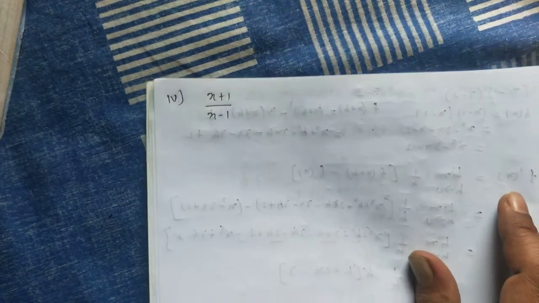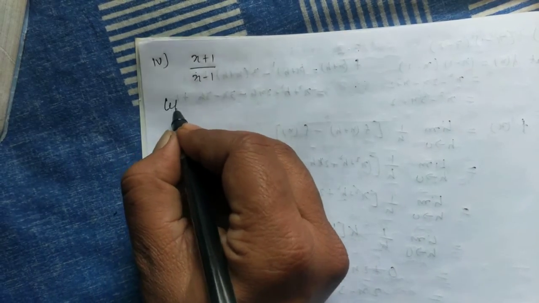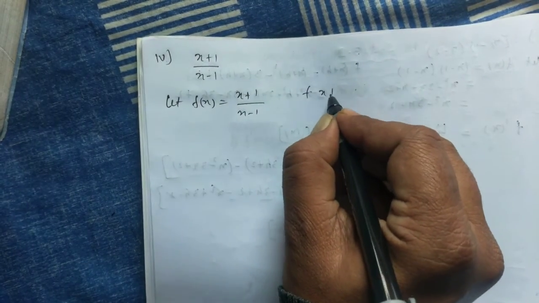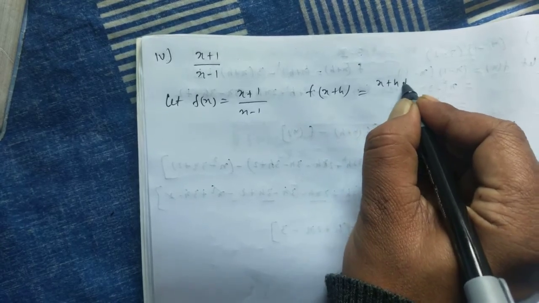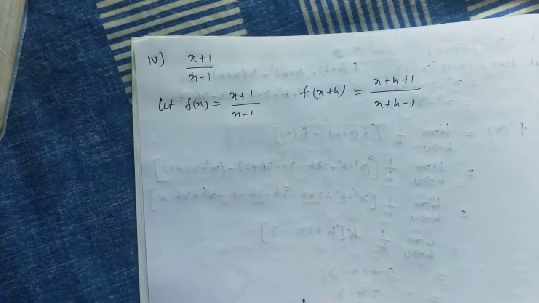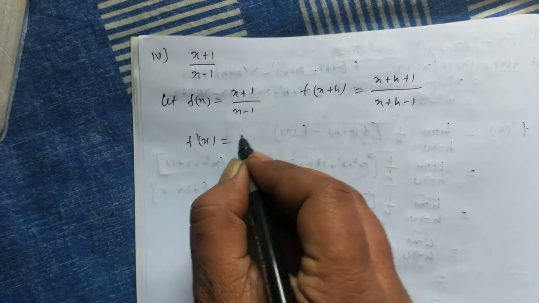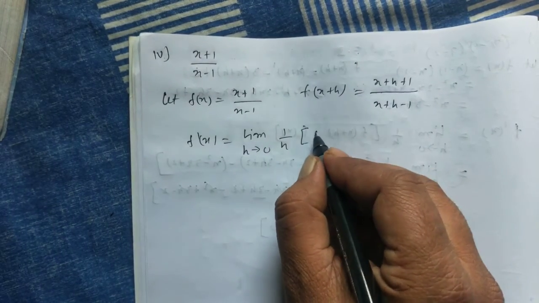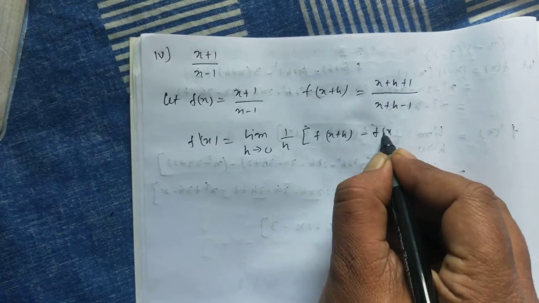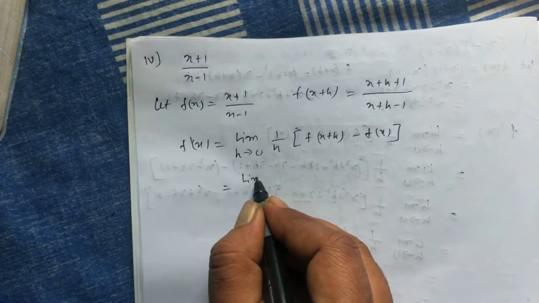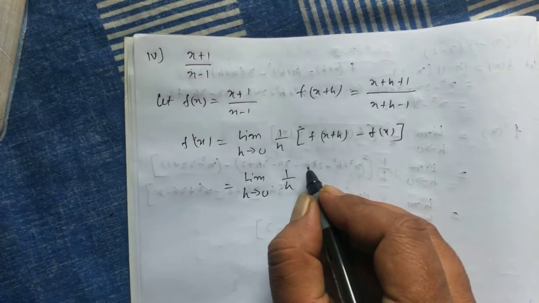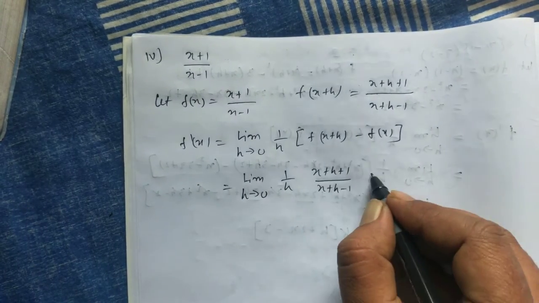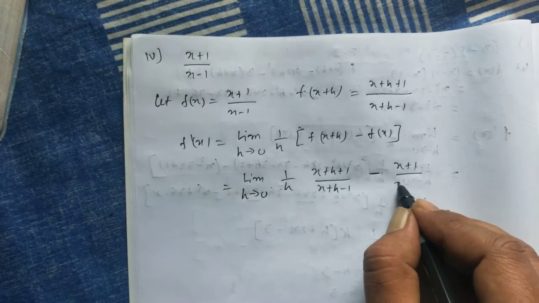We'll consider, this also first principle only. Let f(x) = (x + 1)/(x - 1), and f(x + h) will be... now use the formula. f'(x) will be 1/h [f(x + h) - f(x)]. 1/h, f(x + h) is this one, (x + h + 1)/(x + h - 1), minus f(x), which is (x + 1)/(x - 1).